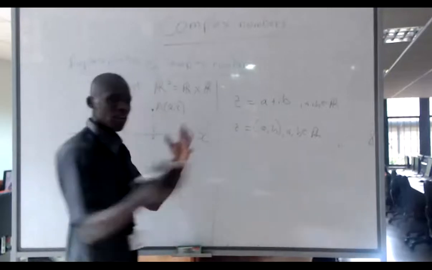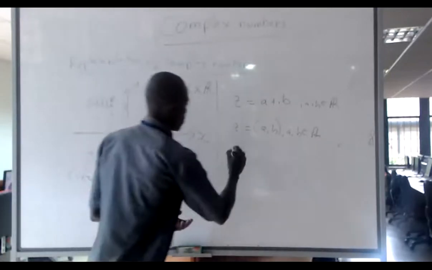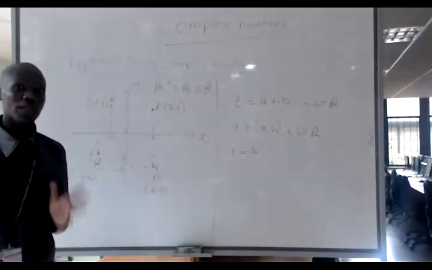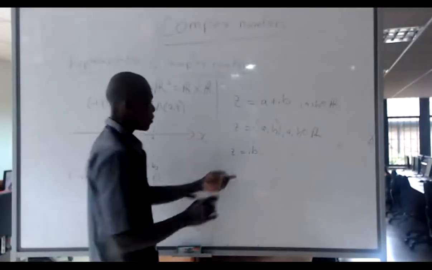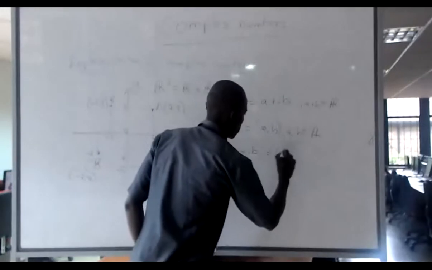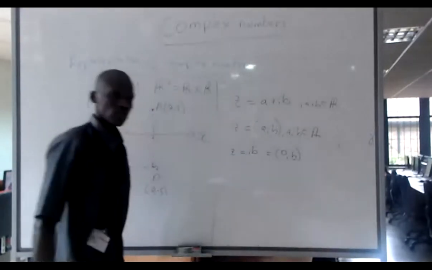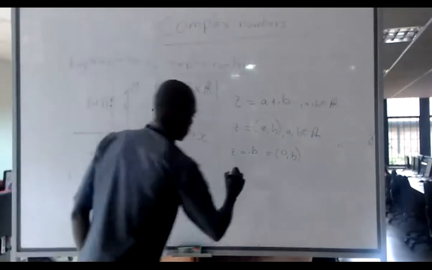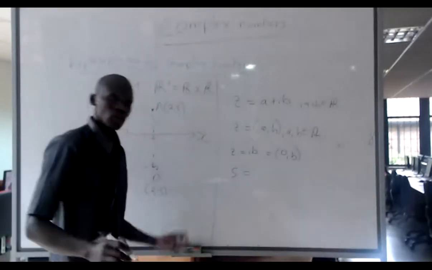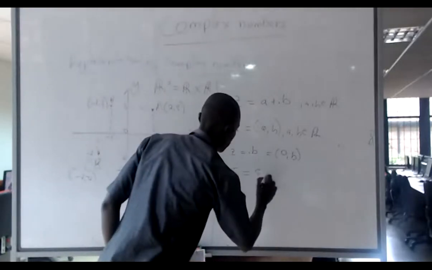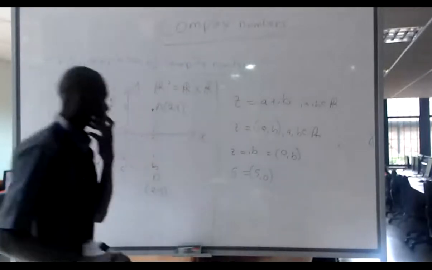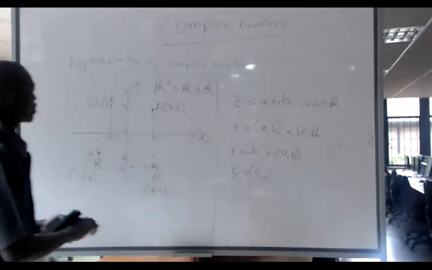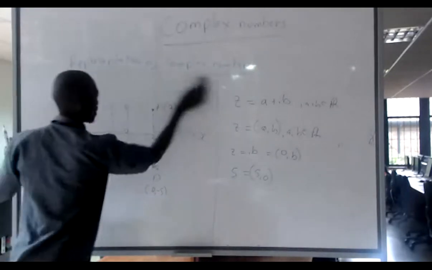So if you have a pure imaginary number, for example, let's say z is ib, which is pure imaginary, meaning the real part is 0, in coordinate form this will be (0, b). If you have a pure real number, like let's say 5, which means the imaginary part is 0, this should be (5, 0). We can use this same analogy to define what we call an Argand diagram.